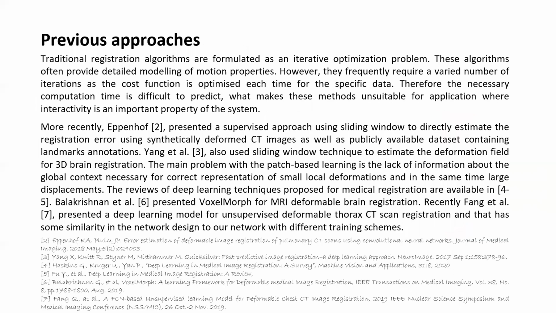Traditional registration algorithms are formulated as an iterative optimization problem. These algorithms often provide detailed modeling of motion properties. However, they frequently require a varied number of iterations as the cost function is optimized each time for specific data. Therefore, the necessary computational time is difficult to predict, which makes these methods unsuitable for applications where interactivity is an important property of the system.